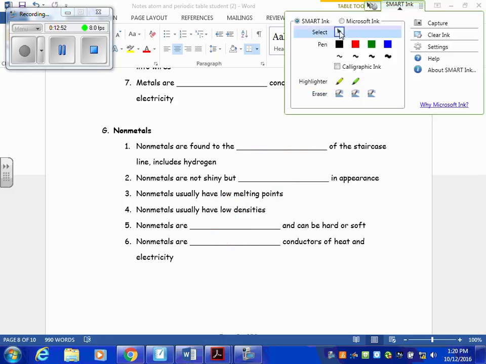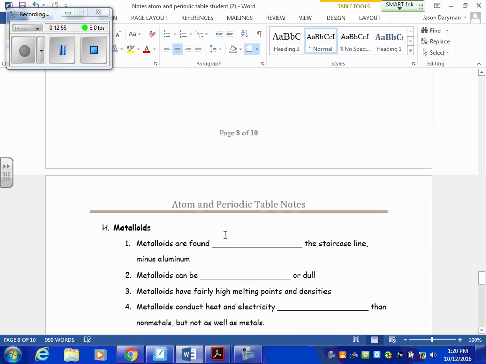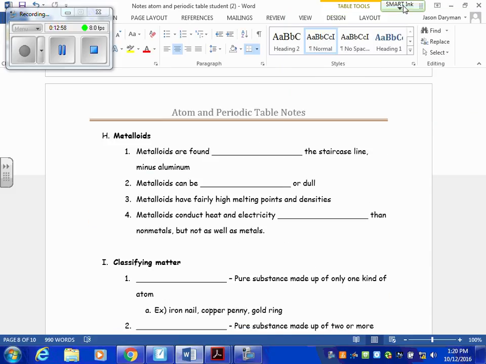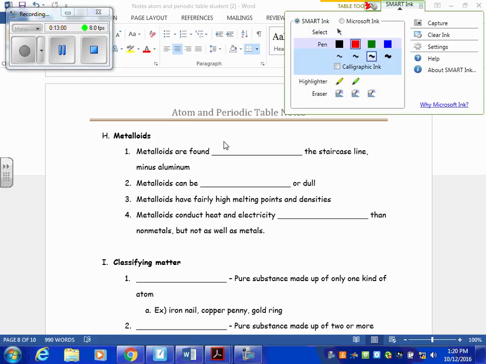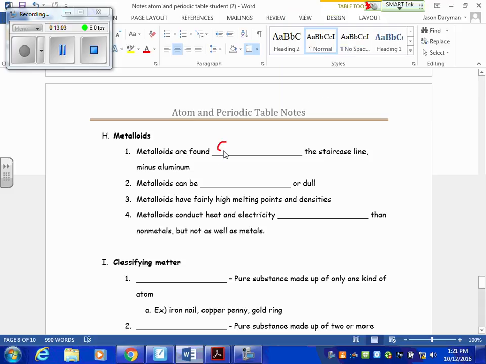Okay, thanks for hanging in there with me. We're right on down here to the metalloids. They are found along the staircase line. They have to touch the staircase line. Do you remember which one we don't count, though? It's right here. We do not count aluminum. Metalloids can be both shiny or dull. Remember, they share those properties. Metalloids have fairly high, somewhere in the middle with melting points and densities, kind of medium or so. And that's the whole principle behind those metalloids.